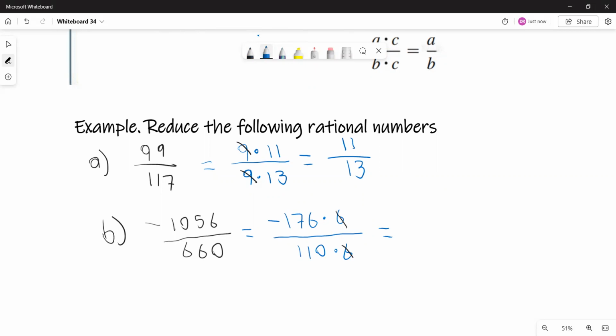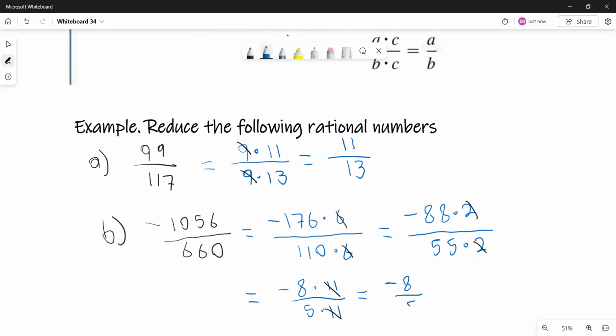Then 176 and 110 are both divisible by 2. 176 over 2 is 88. And 110 over 2 is 55. And 88 and 55 are both divisible by 11. And that's as far as we can go. So this reduces to negative 8 over 5.